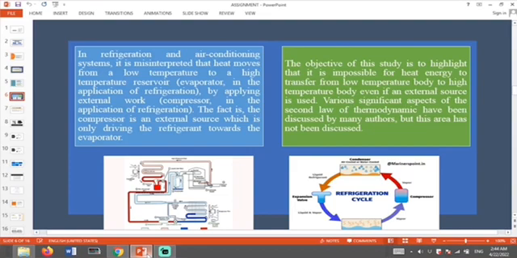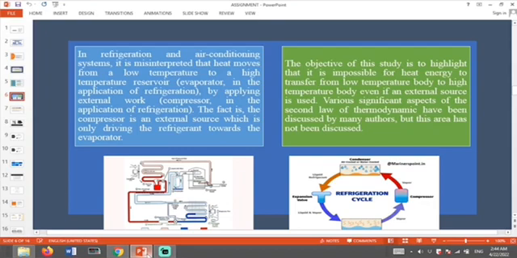So basically in refrigeration and air conditioning systems, it is misinterpreted that heat moves from a low temperature to a high temperature reservoir, which means the evaporator in the application of refrigeration, by applying external work. The fact is the compressor is an external source which is only driving the refrigerant towards the evaporator. So the objective of this study is to highlight that it is impossible for heat energy to transfer from a low temperature body to a high temperature body, even if an external source is applied.